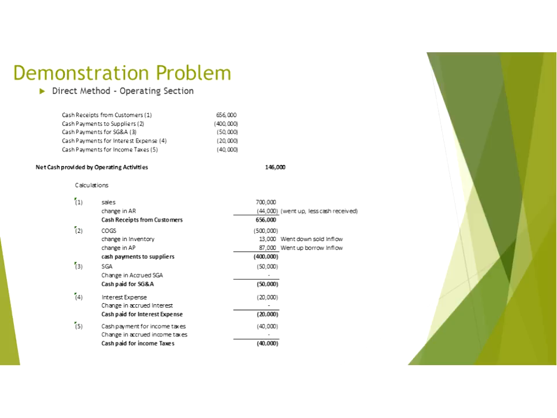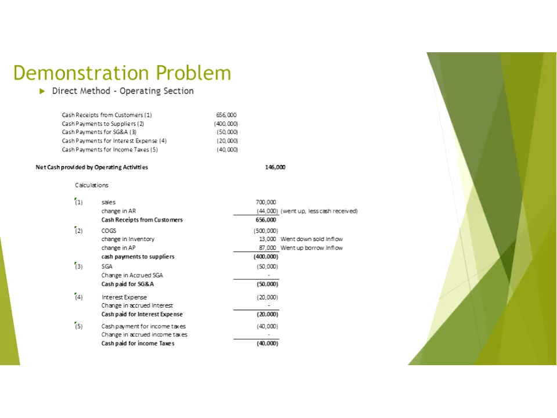Then we're going to look at cash payments for SG&A. You can take that, again, directly off of the income statement. SG&A expense, $50,000. Then we're going to make an adjustment for any changes in accrued SG&A. In this case, we don't have any accrued SG&A at the beginning or ending of the year, so we don't have to make an adjustment. We can just take the $50,000 in total and subtract it.